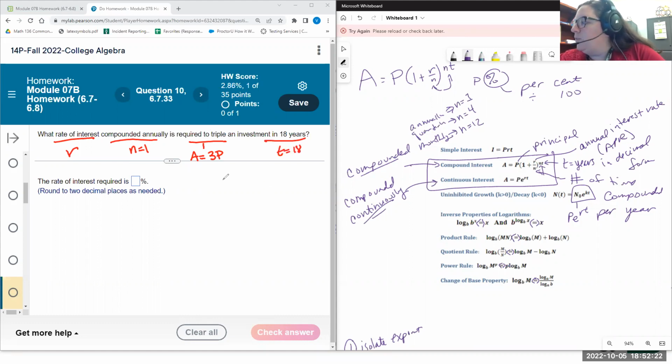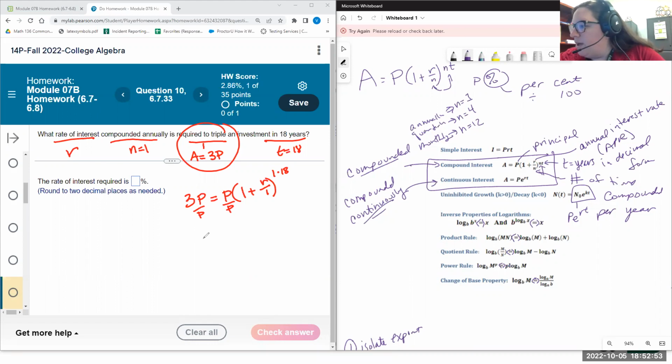So plugging this in, we have 3P equals P times 1 plus R, unknown R, over 1 to the 1 times 18 power. Simplifying that a little bit. Now, the other thing you could do with this tripling is pick any random number you want for P. And the easiest thing to do is pick 1. But either way, I can divide both sides by P and it goes away, or I can plug something in for P and it'll go away.